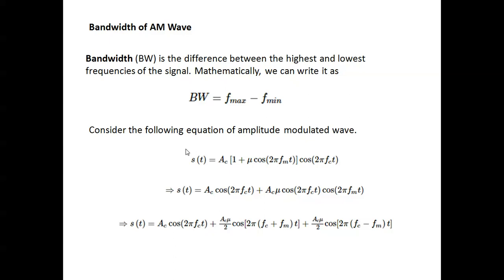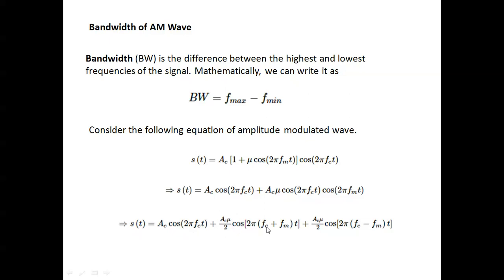We know already the S of t equation: Ac into 1 plus mu, where mu means modulation index, cos 2 pi Fm t, and cos 2 pi Fc t. So S of t, you just multiply the equation. If you multiply Ac cos 2 pi Fc t, then Ac mu cos 2 pi Fm t and cos 2 pi Fc t. So S of t is equal to Ac cos 2 pi Fc t plus Ac mu by 2.